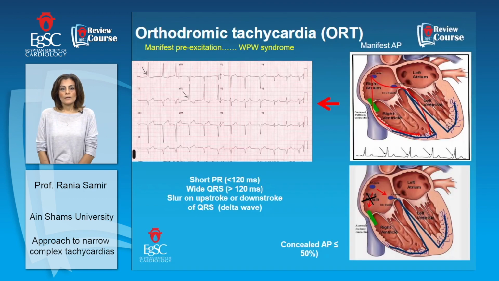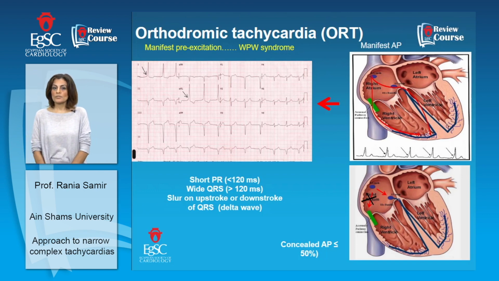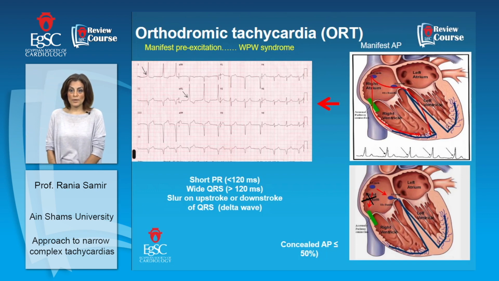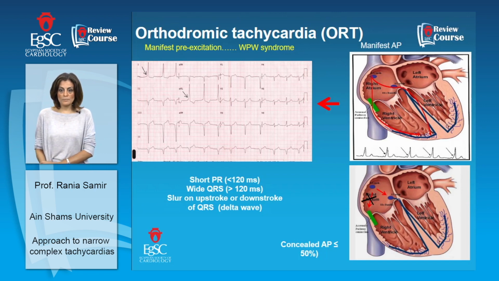Then we'll move to the second most important AV junctional arrhythmia, and that is commonly encountered in the emergency room, orthodromic tachycardia. This is one of the arrhythmias that is caused by an accessory pathway. So what is an accessory pathway? Accessory pathway is an anomalous muscular band that connects the atrium to the ventricle, bypassing the AV node.